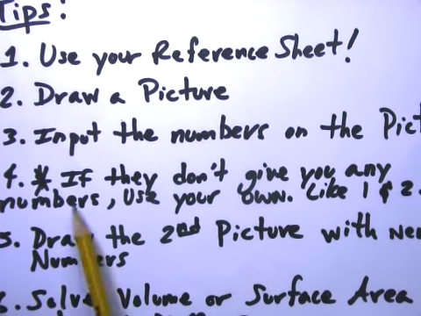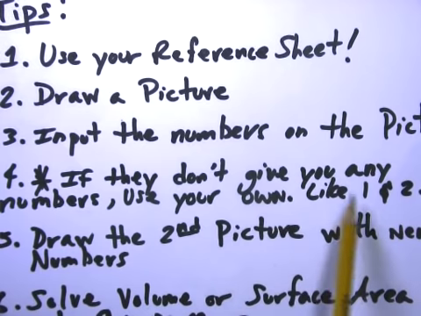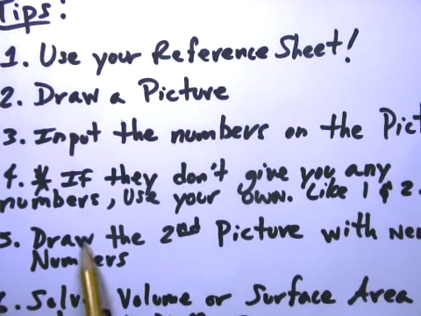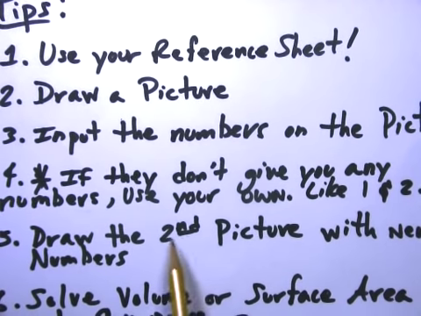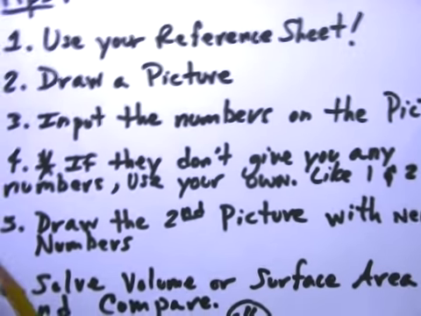Step number four, if they don't give you any numbers, then use your own numbers, like numbers 1 and 2. You're going to want to pick numbers that are low because that'll make the math easier as you go along. Once you've done that, draw the second picture. Usually when you're dealing with surface area questions or volume questions that are perceptual, there are always going to be two pictures involved, even though they don't mention it. So draw the second picture with the new numbers so that now you have a comparison between two different pictures.